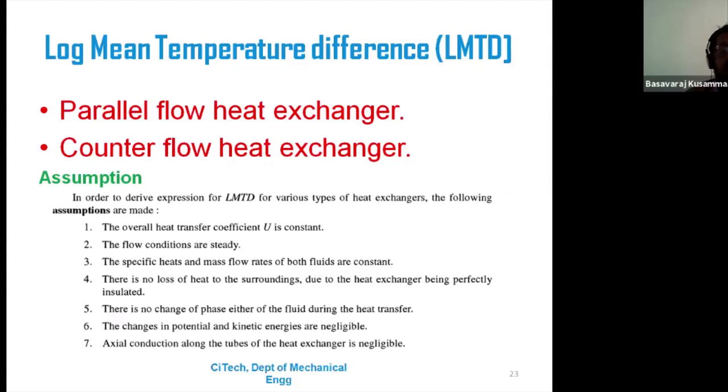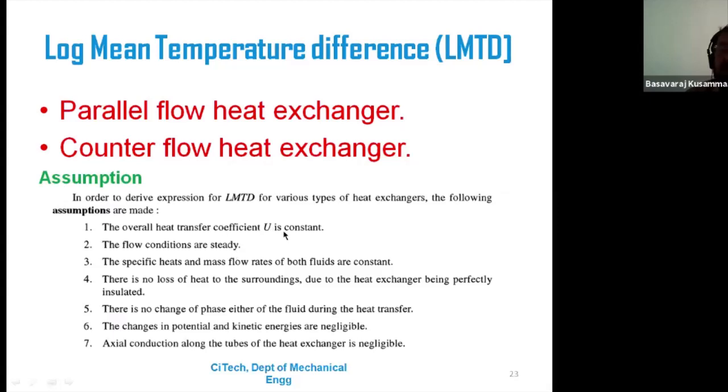First, the overall heat transfer coefficient U is constant for the entire length of the heat exchanger. Second, flow conditions are steady. What is the meaning of steady flow conditions? Steady means the velocity does not change with time. Understand? That is what it means for the flow conditions to be steady.